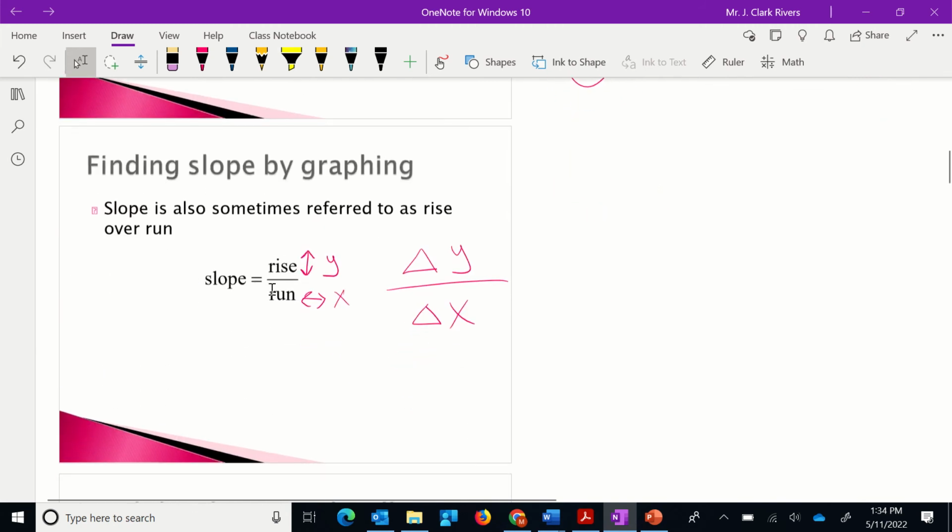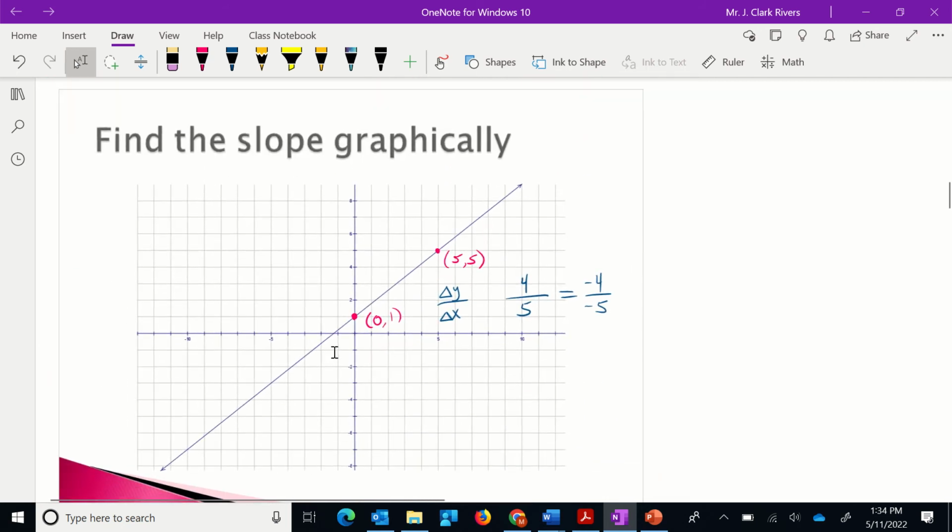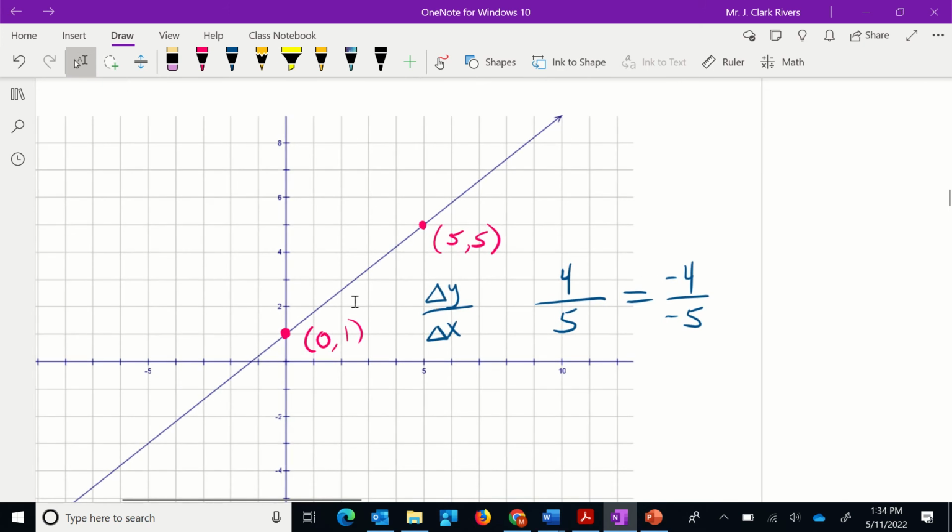We talked about slope being rise over run. Rise is the vertical change, the change in y. Run is the horizontal change, the change in x. So we said delta y. Delta is a Greek letter that means change. Change in y over delta x, change in x. And we said you can find it graphically. And we had this example, and we just counted.